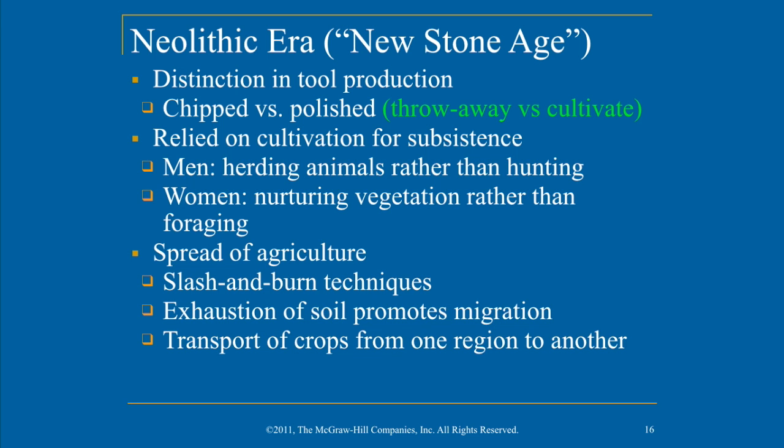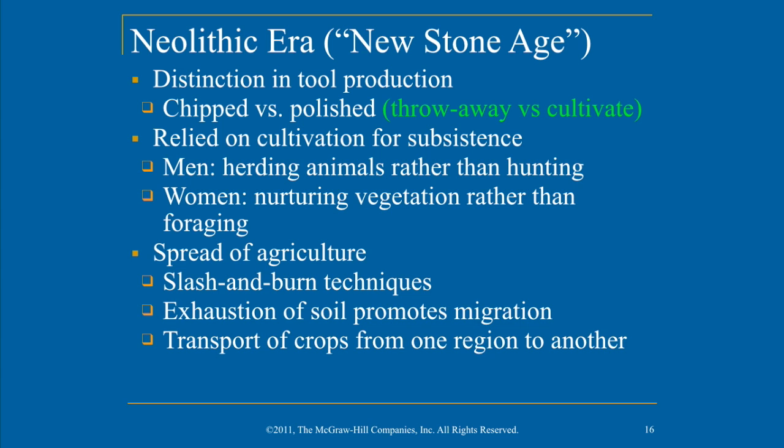Then we get to the Neolithic Era, or the New Stone Age. There's a big distinction in tool production that happens here. It's chipped versus polished. Now, the reason this is special is just because there is a difference between throwaway versus cultivate. If you have chipped tools, you are not taking care of the tools that you have. You're using them until they break, and then you maybe get another one. Polished tools, on the other hand, are tools that you are taking a lot of care of, and you're cultivating something such as goods, like agriculture.